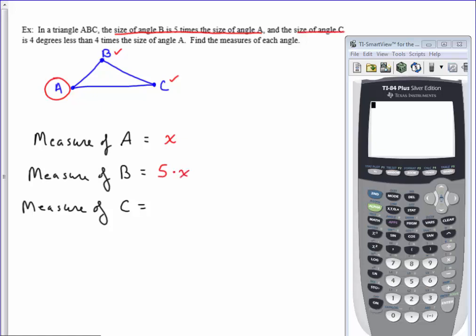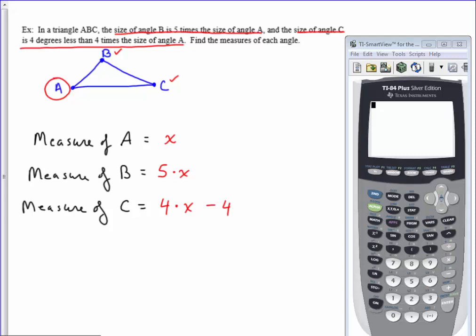The size of angle C is 4 degrees less than 4 times the size of angle A. The 4 degrees less indicates that we will subtract 4 degrees from some value. Normally, subtraction needs to be done at the end of the problem. Reading on, it says it's 4 degrees less than 4 times the size of angle A. Well, 4 times the size of angle A would be 4 times x, and then because we want to make it 4 degrees less, we would have to subtract 4.